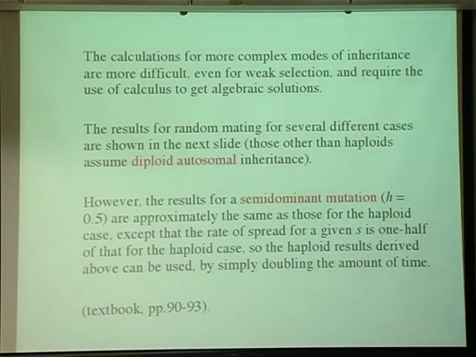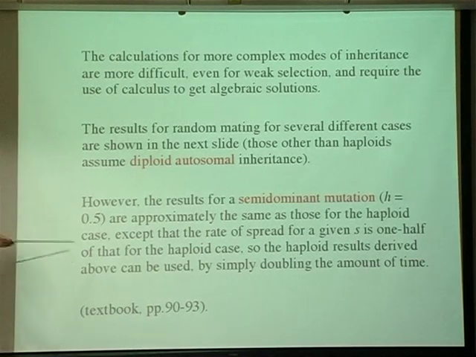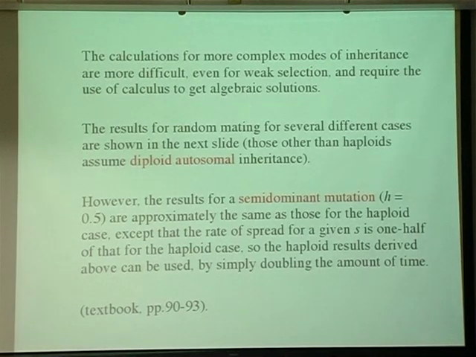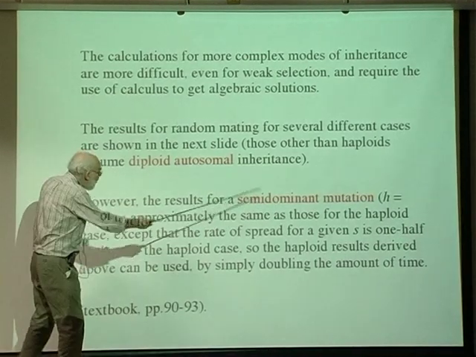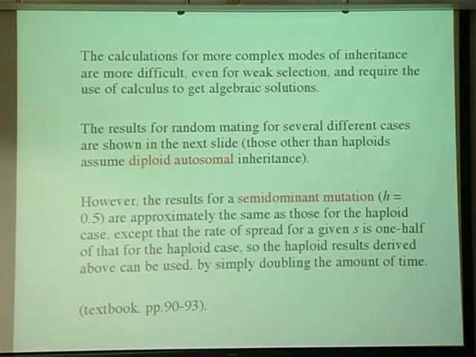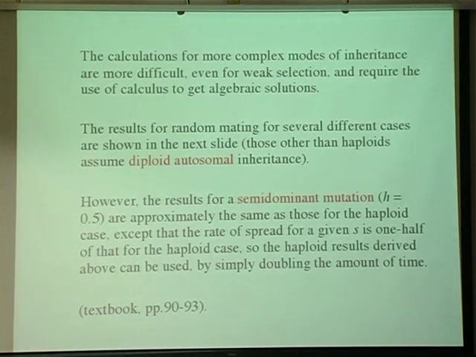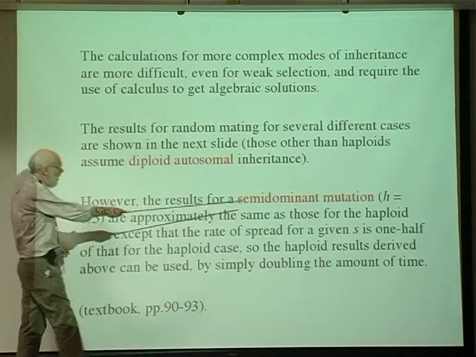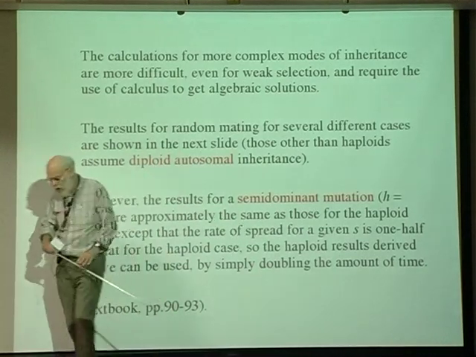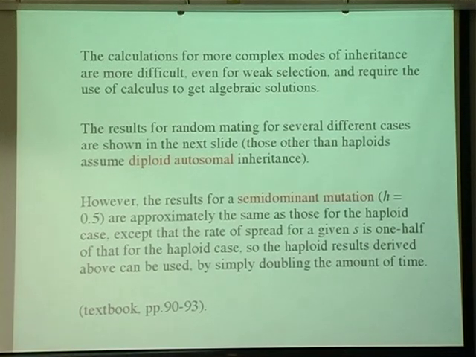Now we can do the same thing for more complex modes of inheritance. These are more difficult, even for weak selection, and you have to use calculus, so I'm not going to go into the details. However, there's one useful result that for semi-dominant mutation, where the heterozygote is in between the two homozygotes exactly, so the dominance coefficient is 0.5, that's more or less the same as the haploid case, except the rate of spread is 1/2 for a given S. S here is a selective disadvantage to the homozygote. So we can use the haploid results to get the case for a semi-dominant mutation in the diploid case just by doubling the times.